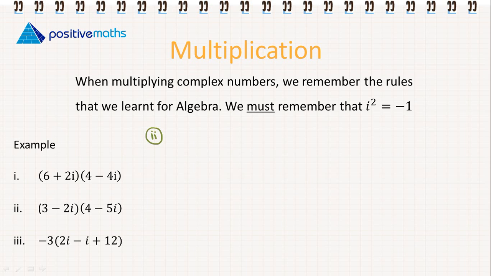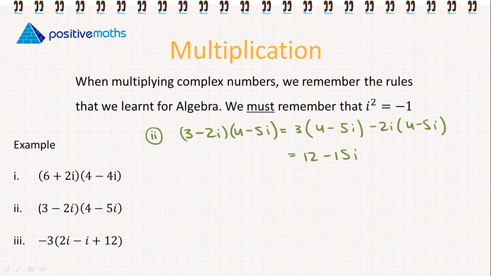Let's look at part 2. We have 3 minus 2i multiplied by 4 minus 5i. So again, we're going to multiply out our brackets. So we'll get 3 by 4 minus 5i, minus 2i by 4 minus 5i. So we get 12 minus 15i minus 8i plus 10i squared.